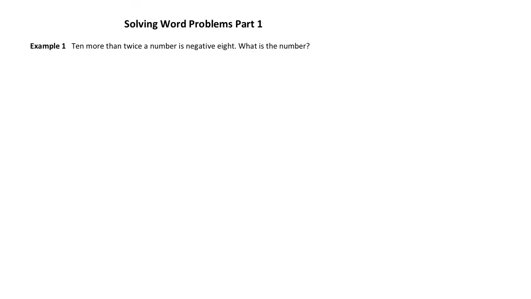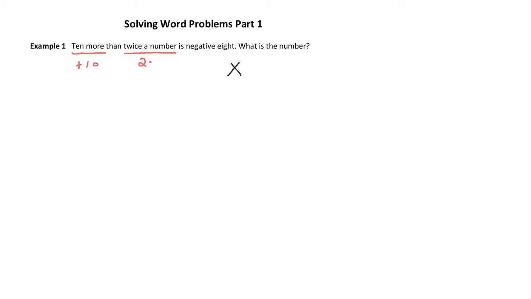We're going to use algebraic expressions to solve word problems. So in example 1, we're given the statement: 10 more than twice a number is negative 8. What is this number? If I look within the statement itself, we have 10 more, so I'm thinking we're adding 10, and then we have twice a number, so I'm thinking we're going to multiply by 2, and I need a variable which I'll call x.